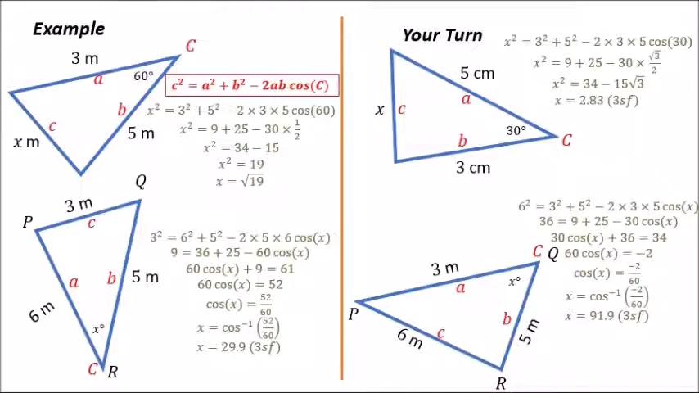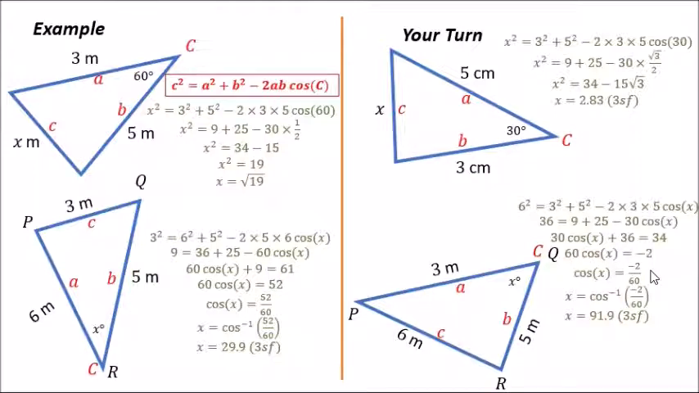So 6 squared is equal to 3 squared plus 5 squared minus 2 lots of 3 times 5 cos x. So we have 36 is equal to 9 plus 25 minus 30 cos x. Then if we add 30 cos x to both sides, we get 30 cos x plus 36, because we have the 36 here, and these add up to make 34, so it equals 34. So 30 cos x is a negative number.